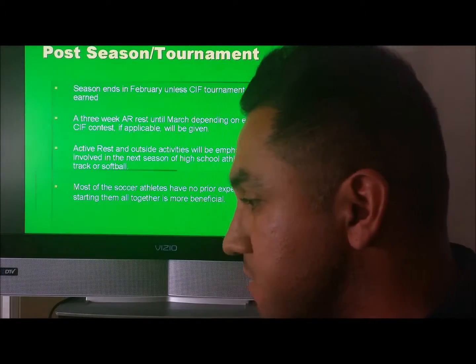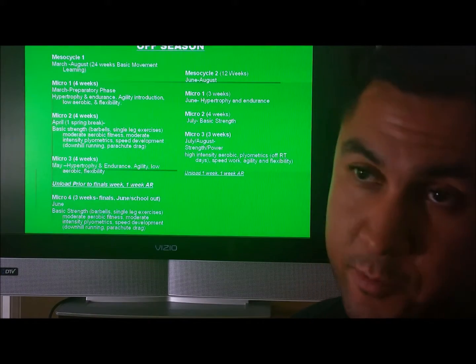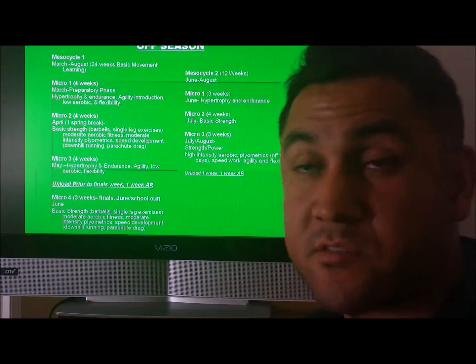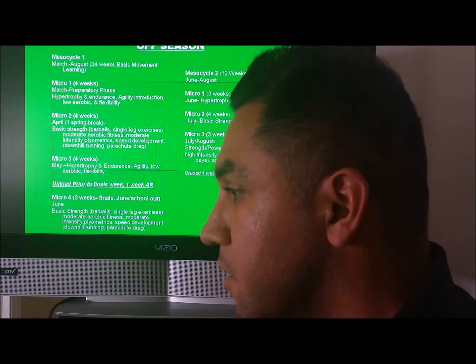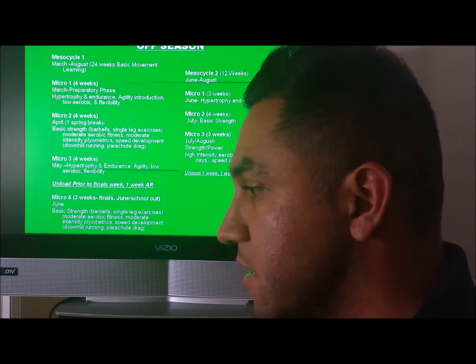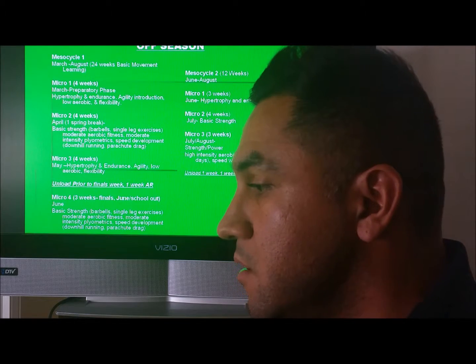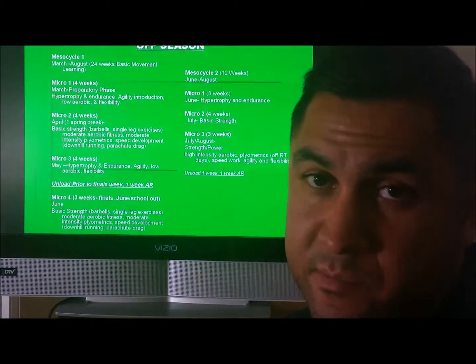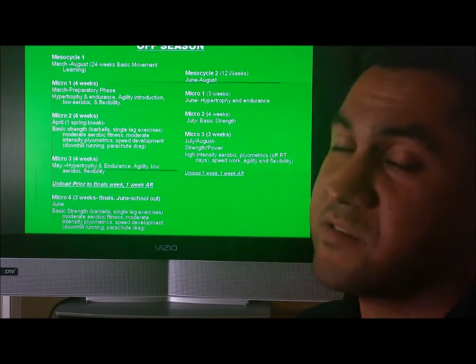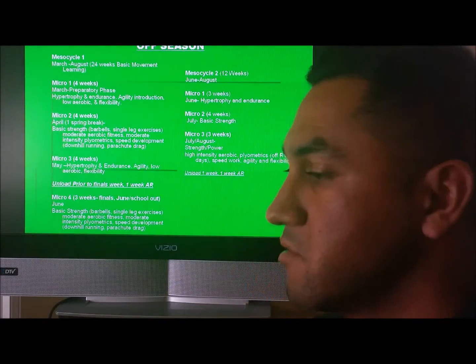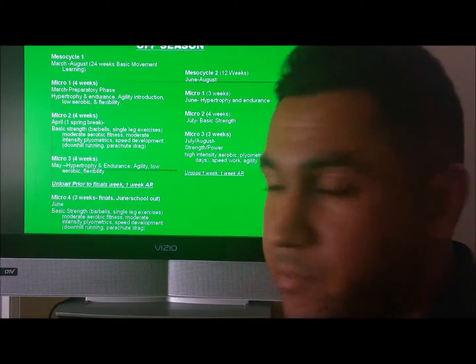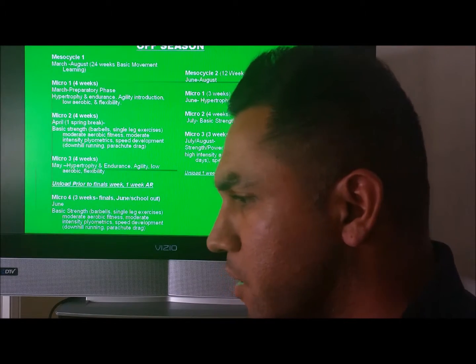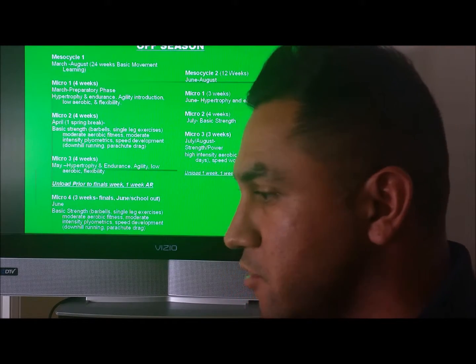Outside activities are stressed. Some players are obviously in different seasons now. They're in the spring sports, with their track team and softball. So here's a breakdown of the macro cycle. March through August would be basic movements. Again, we're teaching fundamentals, technique, form, breathing, execution of the exercise. So just basic movements. Then we're going to move on to the prep phase, hypertrophy, endurance.